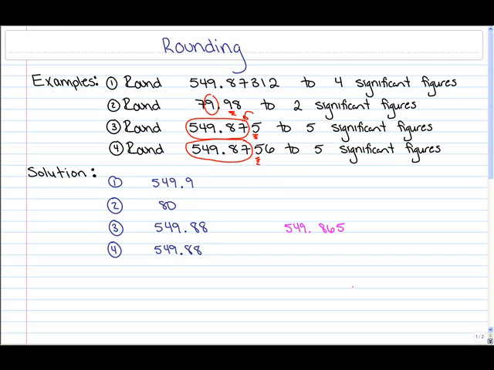Now if you take a look at number 3, if the number was 549.865 and we wanted to round it to 5 significant digits, 5 significant digits would be right here, that would mean that we would be dropping the number 5 with no digits after it, which means that since the preceding number to 5 is an even number, we do not round up. We would leave it just as 6. So in this case, to round this number to 5 significant figures, we would have 549.86.